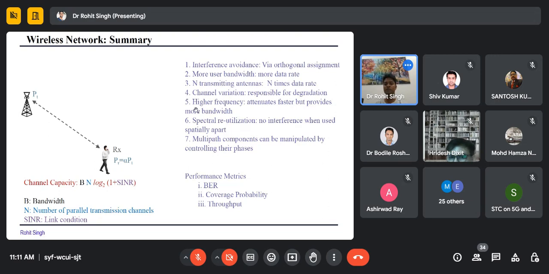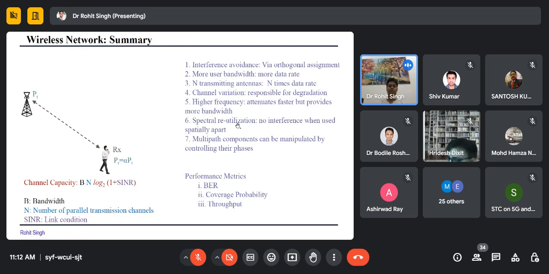Now coming to another aspect, which is moving toward the higher frequency band, for example from microwave to the millimeter wave, gives you more bandwidth, but higher frequency bands attenuate very fast. So the attenuation experienced by the higher frequency is greater as compared to the attenuation experienced by lower frequencies.